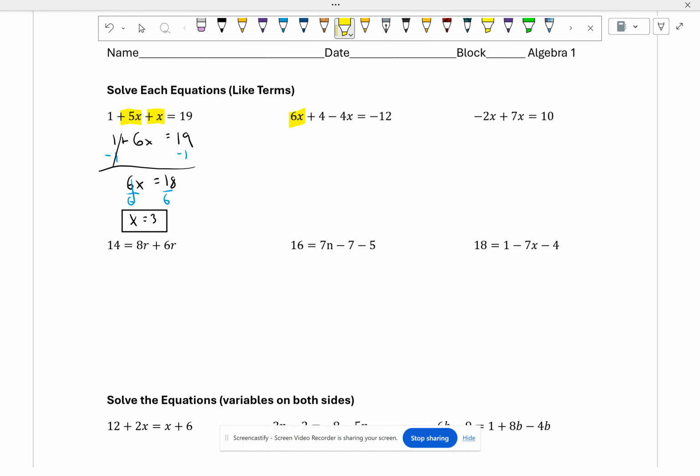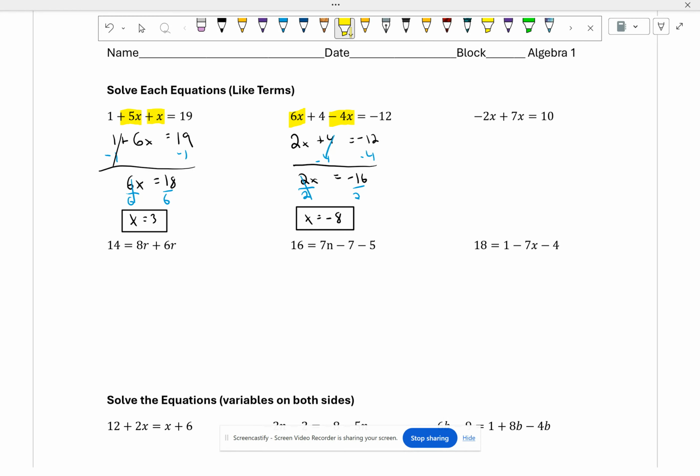And now here I see a 6x and a minus 4x. Now if I combine those, if I have 6x's and I take away 4x's, now I just have 2x's. And then back to the basics. 2 times something plus 4 equals negative 12. We're going to subtract 4 on both sides. And then it just becomes a two-step equation again. So I bring down the 2x, negative 12 minus 4 is negative 16. And then just divide both sides by 2. And then we're going to get negative 16 divided by 2 is negative 8.